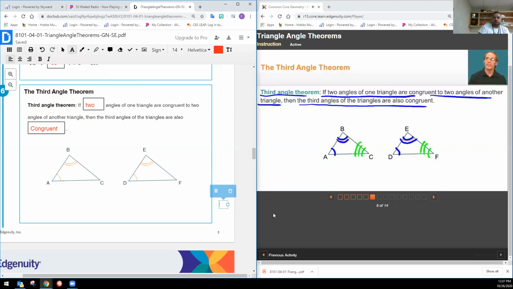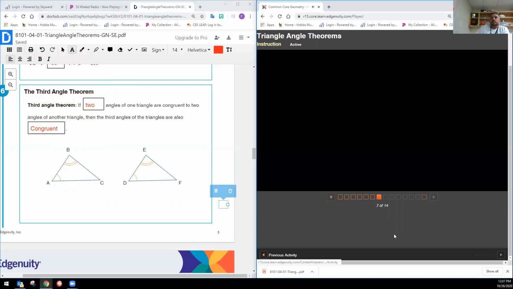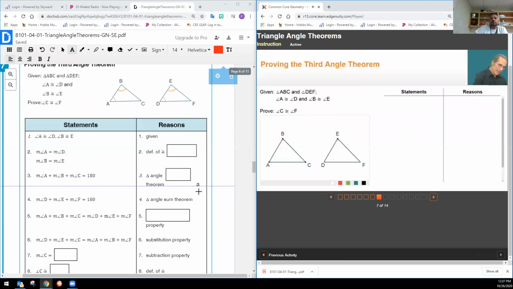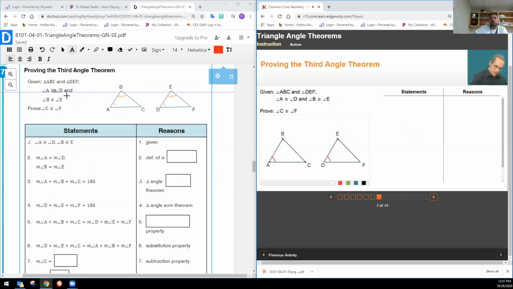Well, let's prove this theorem with an interactive. We have triangles ABC and DEF. And we're given that angle A is congruent to angle D, while angle B is congruent to angle E. And what we need to show is that angle C is congruent to angle F.